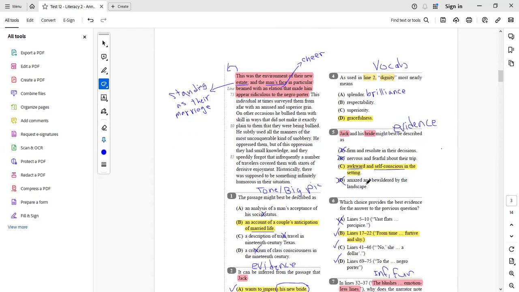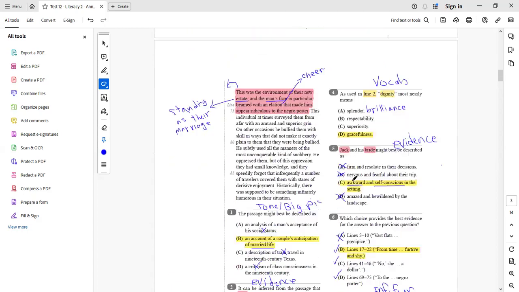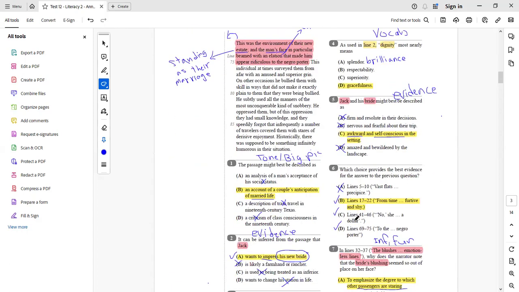Amazed and bewildered by the landscape. It was present in the part above, but it wasn't mentioned here. So was it mentioned in any of the question here? So the answer is C and B.